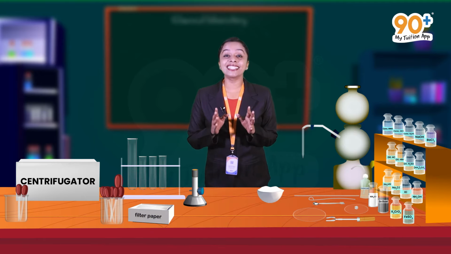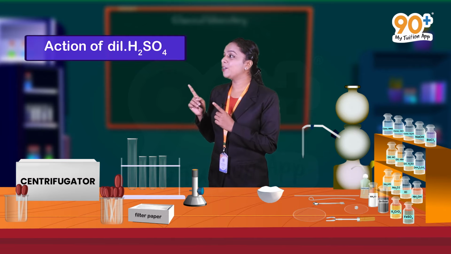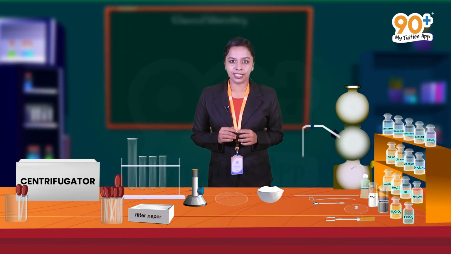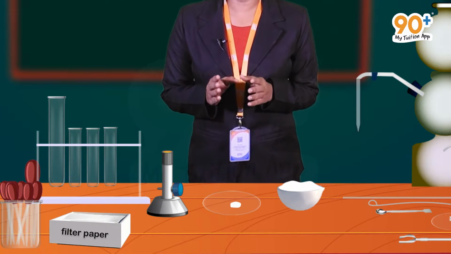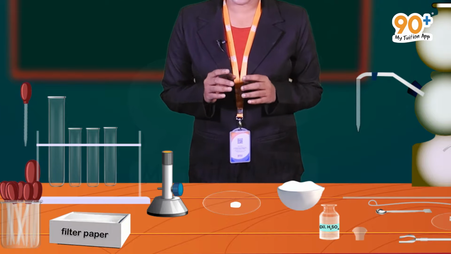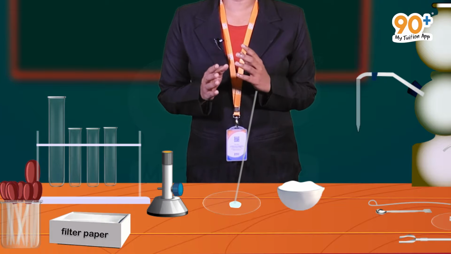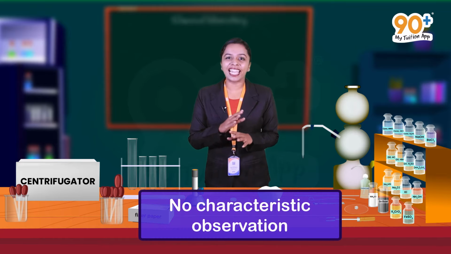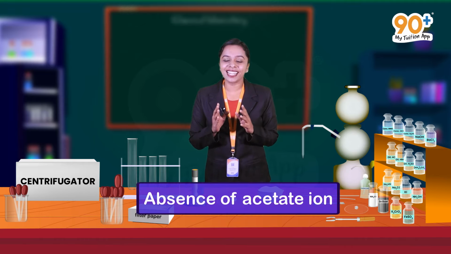Now let's conduct the second identification test, that is action of dilute H2SO4. To conduct this, take a watch glass. To this, add a little amount of given salt. Then add a few drops of dilute sulfuric acid. Now mix it using a glass rod. Then note the smell of the salt. Well, can you feel any smell? No. This means there is no characteristic observation and it shows the absence of acetate ion.